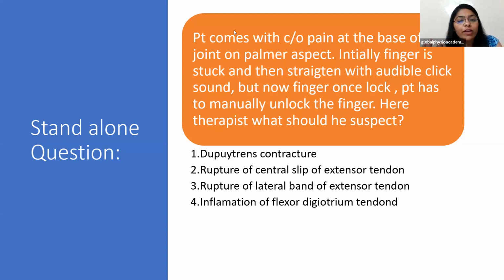So you may end up with a question on ethics. You may end up with a question on precautions, contraindications. So that is the way of the exam. Clear, Rushan?